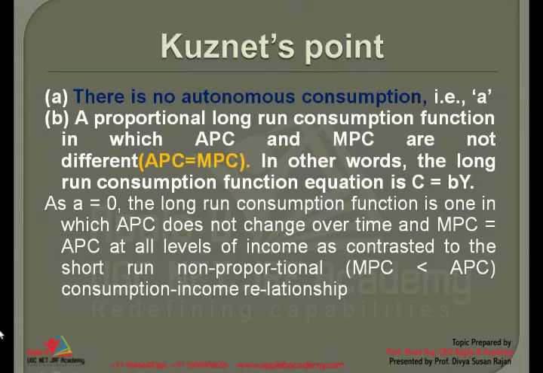The second point that he insisted was the fact that the proportional long run consumption function, in which APC and MPC are not different, that is to say, APC is equal to MPC in the long run. So, as A is equal to 0, the long run consumption function is 1, in which APC does not change over time, and MPC is equal to APC at all levels of income, as contrasted by the short-run non-proportional theory by Keynes that stated that MPC will always be less than APC in the consumption income relationship.